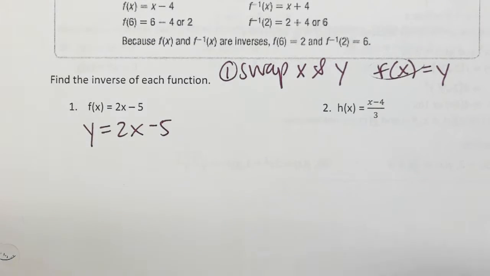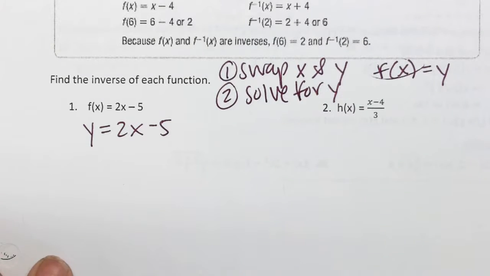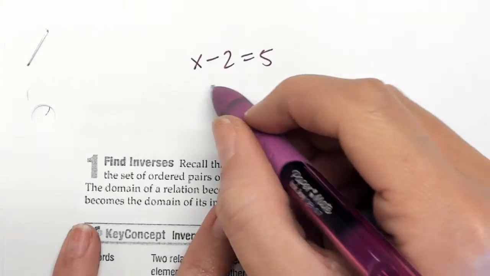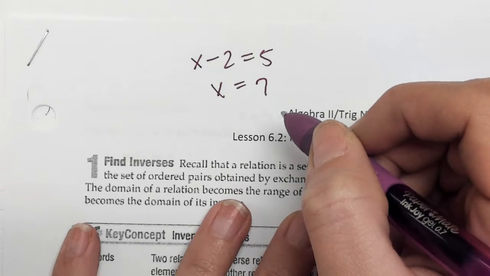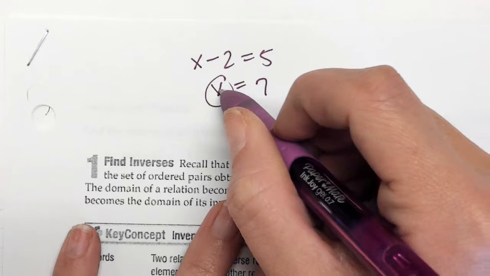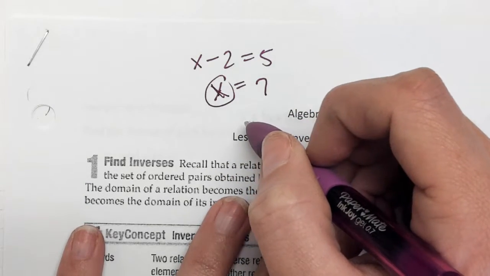So first step, swap x and y. The second step is just solve for y. And what does it mean to solve for a letter? How do I know, like, in this equation, how would I solve for x here? So how do I know that I've solved for x? It's by itself. We know that we've solved for it because it's by itself on one side of the equal sign.